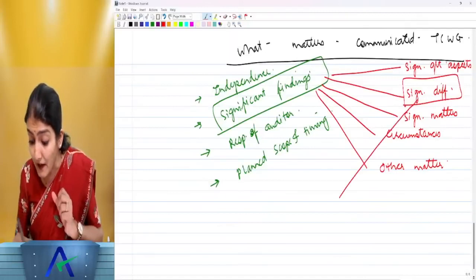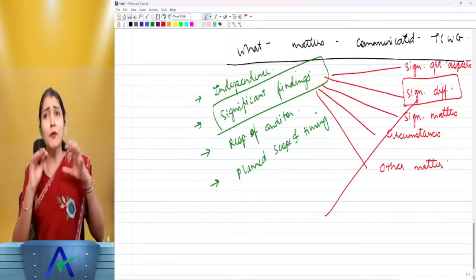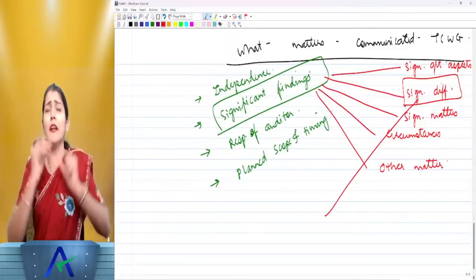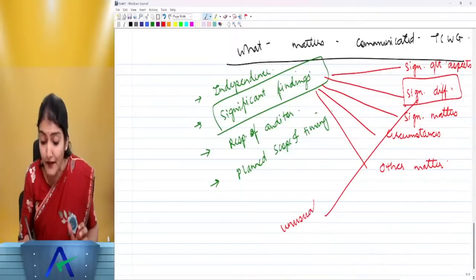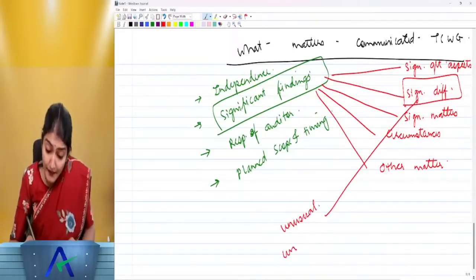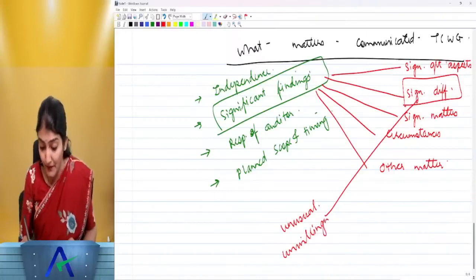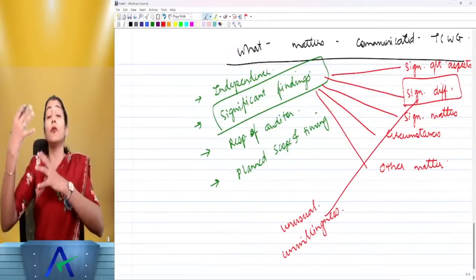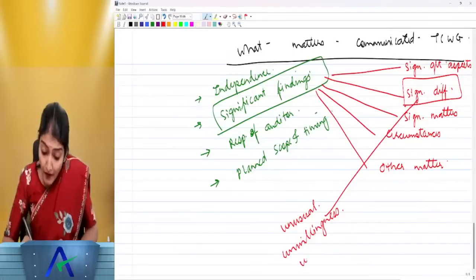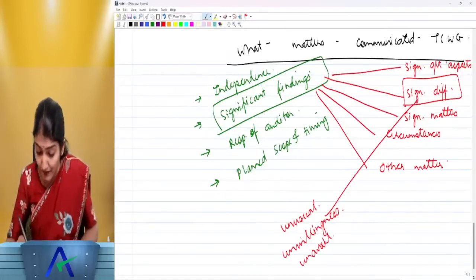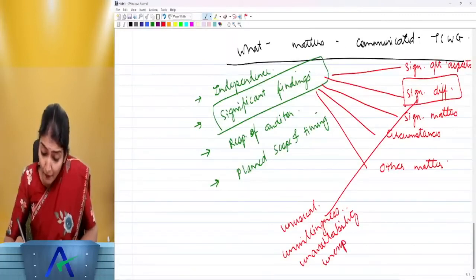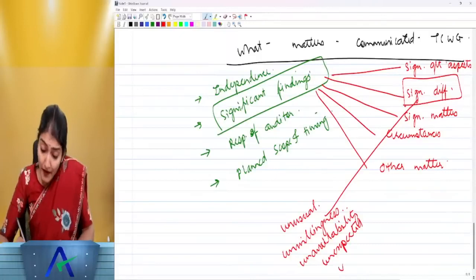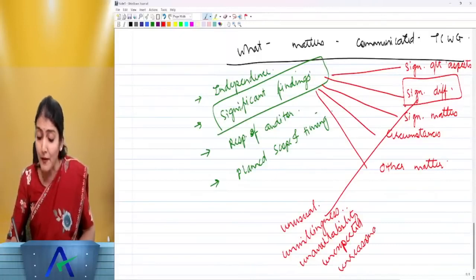Significant difficulties encountered in performing the audit. Can you tell me what significant difficulty did you encounter? You say, ma'am, there was unusual delay in providing the information. There was unwillingness of the management to provide the information, and to do the assessment of the going concern. There was unavailability of the entity personnel and of the information required for conducting the audit. There was unexpected effort required in obtaining the audit evidence. There was unreasonably brief time given for the completion of the audit.